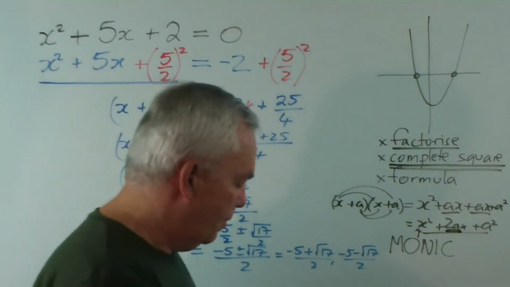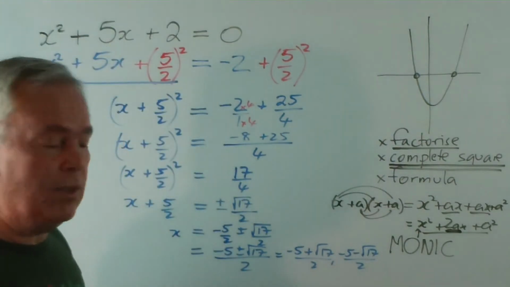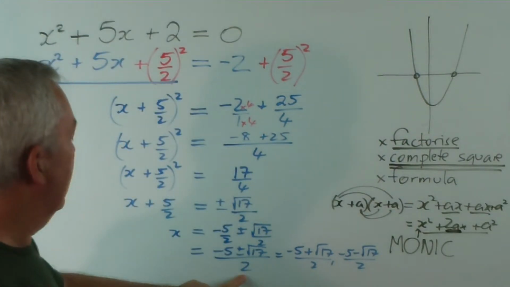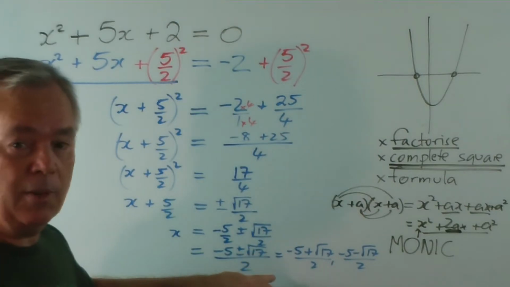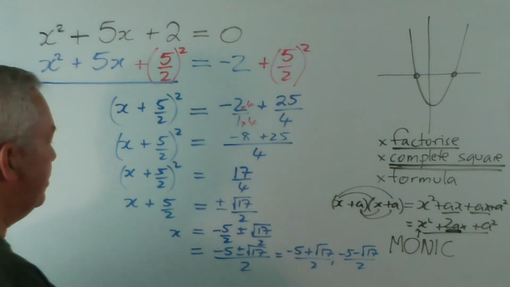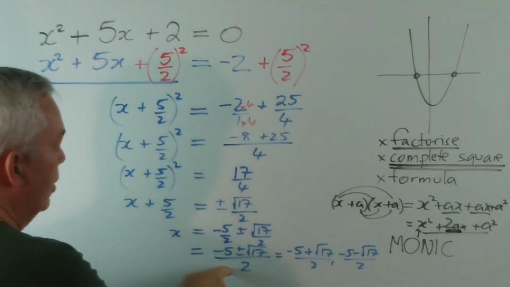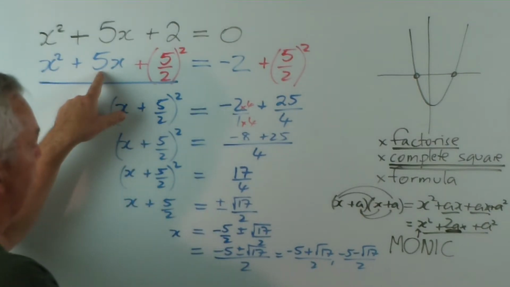And there we are. That's completing the square with an odd coefficient. We will get fractions. Don't always get surds, by the way. We'll talk about that when we get to the quadratic formula. But we will get fractions if you have an odd number here.